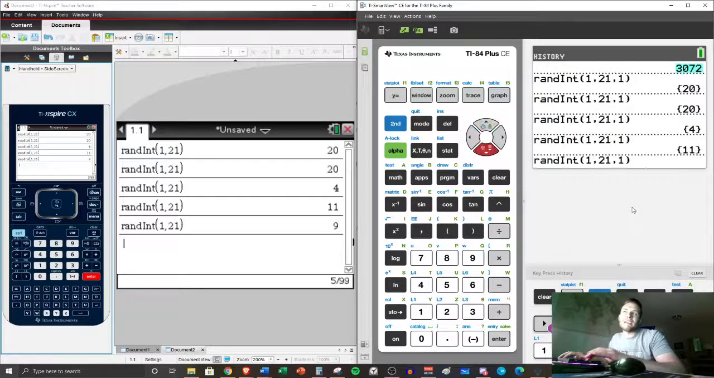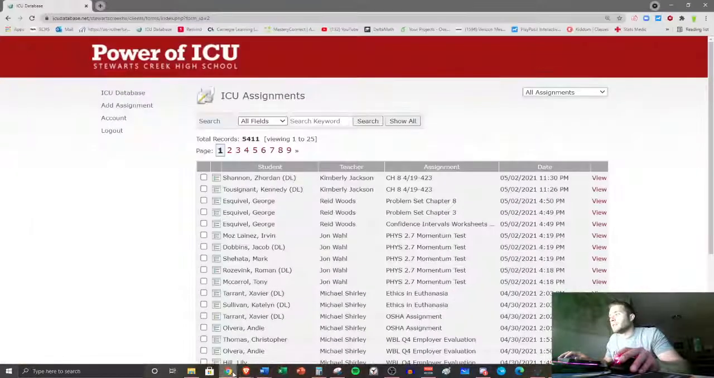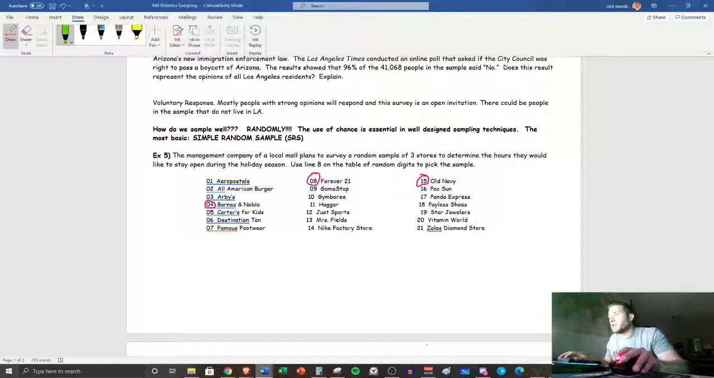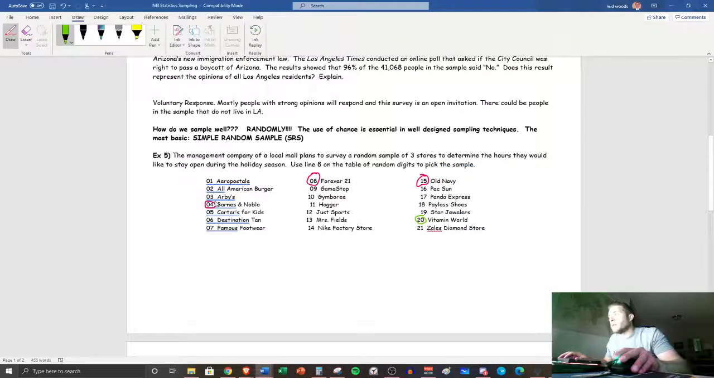That's suspicious, right? Is that actually random? Let's explain why this is happening. And by the way, we have our sample now. It's 20 and 4 and 11. That would be the sample that you should get. So 20, Vitamin World. We said 4, is that right? 4 and 11. So 4 is Barnes and Noble, and 11 is Hager. That's going to be our 3 stores that we would sample using our calculator.